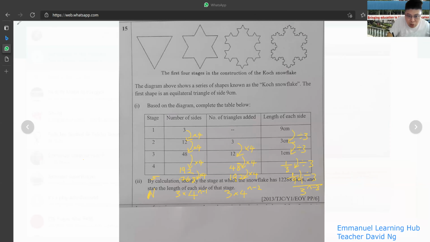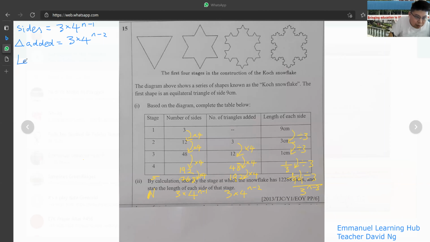Okay. So I just write here sites. Number of sites means sites. My number of sites will be 3 times 4 power n minus 1. Very good. Then triangles added. Triangles added will be 3 times 4 power n minus 2. That's my formula that we generated.